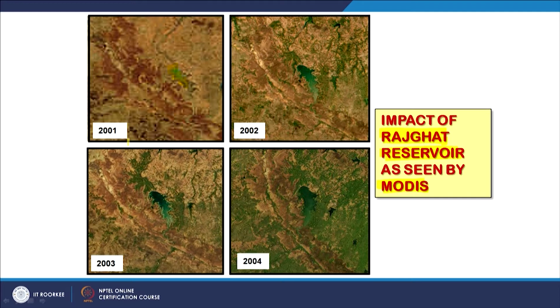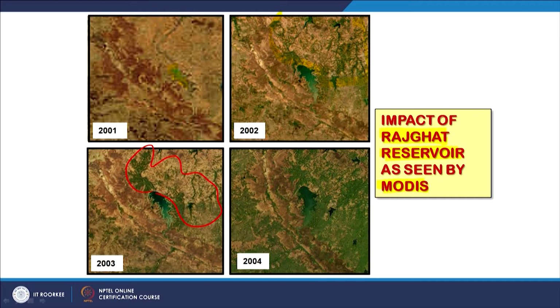But come next year, 2002, and in the downstream of this reservoir you start seeing the growth of vegetation. When you go to the next year, 2003, you now see that in the downstream area a large part is getting benefited. And in just 3 years' time, the entire area is now green. This is the watershed or the ridge.